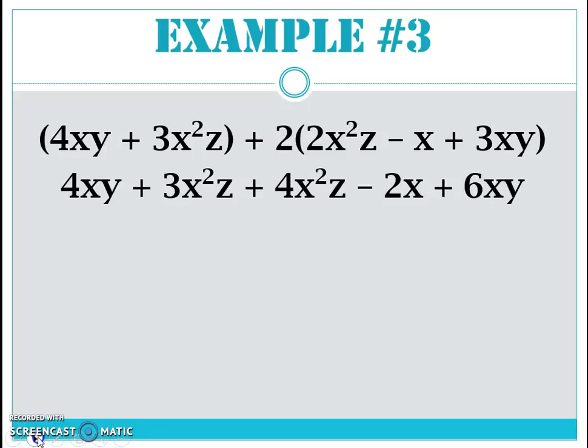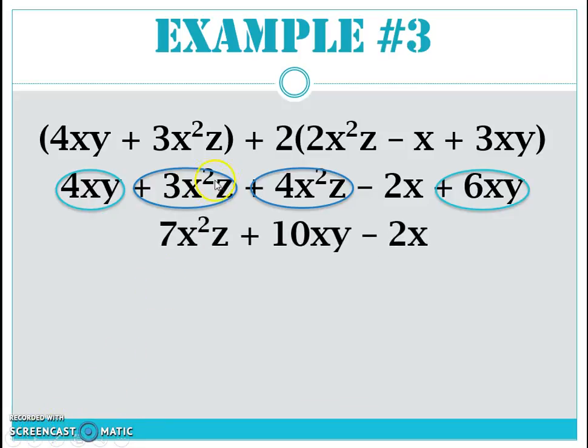Now we're going to combine like terms. So in the light blue circles, you see we have xy on the end, so they match. And in the darker blue circles, you see x squared z in both of them, so they match. And then the negative 2x does not have any other like term. So our 4xy plus 6xy is 10xy, and then our 3x squared z plus 4x squared z is 7x squared z, and then we drop the negative 2x. Again, we have no more like terms, so this one is complete.